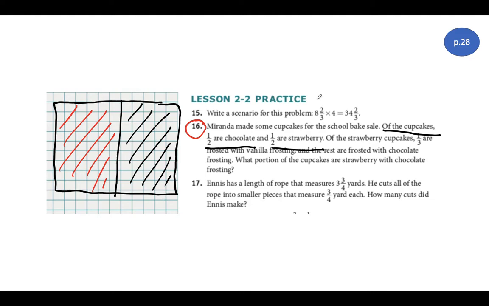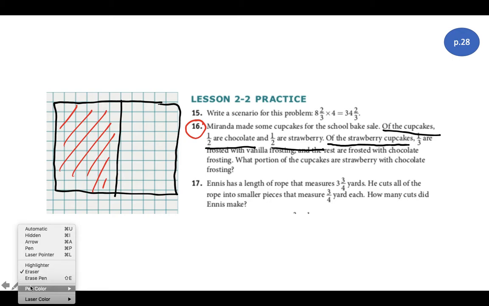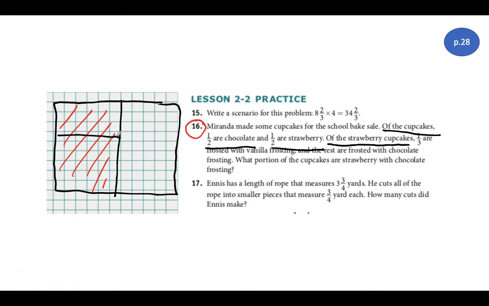Okay, of the strawberry cupcakes means we are starting with just strawberry cupcakes. We are not interested in the chocolate cupcakes, and we should ignore them from here on out. Don't care about you. Okay, so we're looking at the strawberry cupcakes, and a third of them are frosted with vanilla frosting. So I'm going to take this half and cut it as close as I can into 3 equal pieces. Oh, those aren't equal. Close enough.